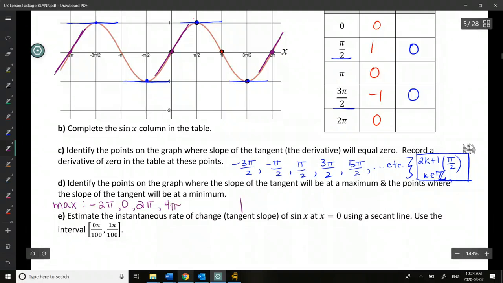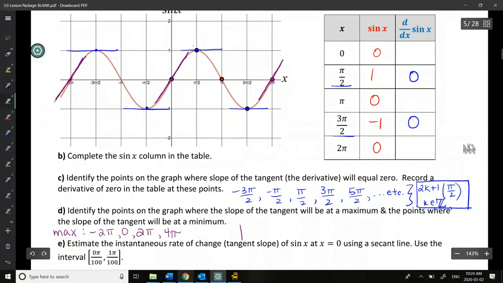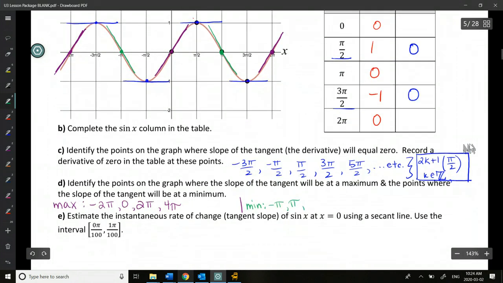Okay, and where is the slope of our tangent at a minimum? Right, so this is the steepest tangent in the negative direction. So we can see negative pi, pi. If we continue the pattern, what might be the next one here? 3 pi, 5 pi, etc.